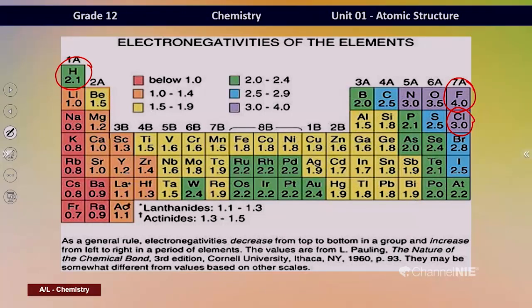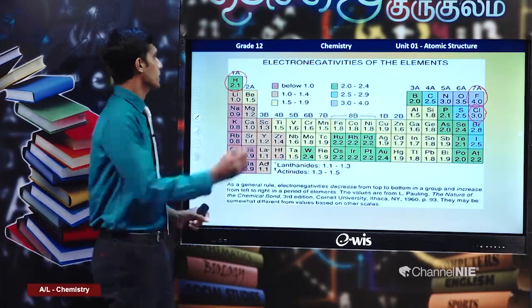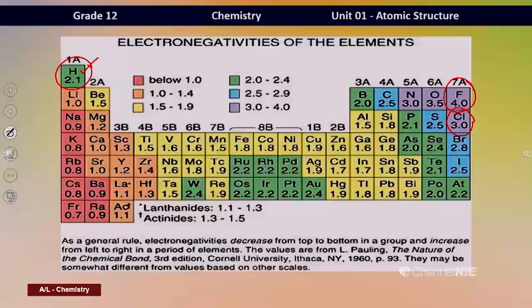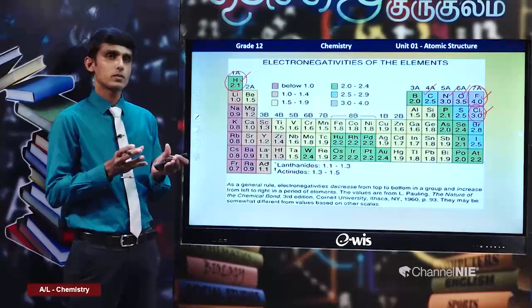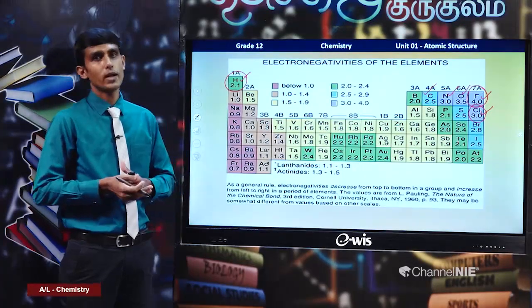You can see 2.1, 1.8, 1.5 (again a difference of 0.3), 1.2, 0.9. So these values are quite important, especially the values of hydrogen, carbon, nitrogen, chlorine, fluorine, and oxygen. If you know these, it is easy to answer the questions based on these parts, especially when it comes to unit 2 and inorganic chemistry.